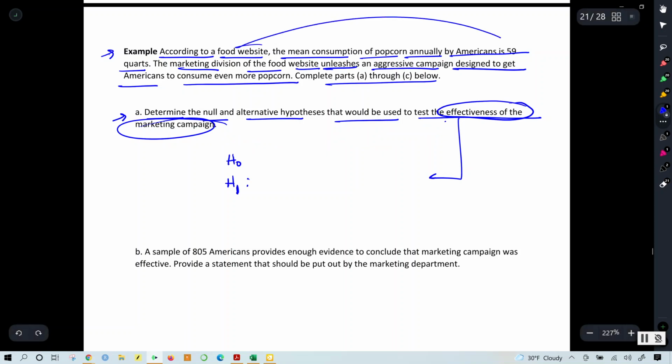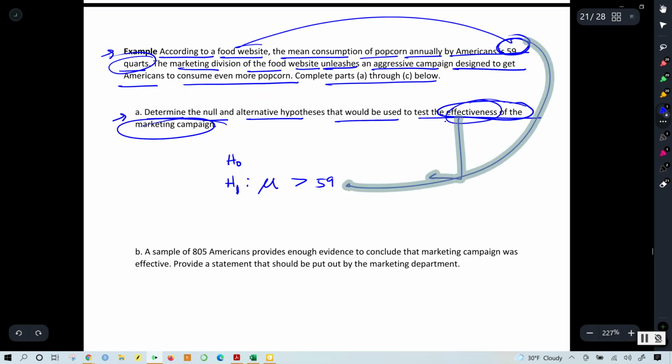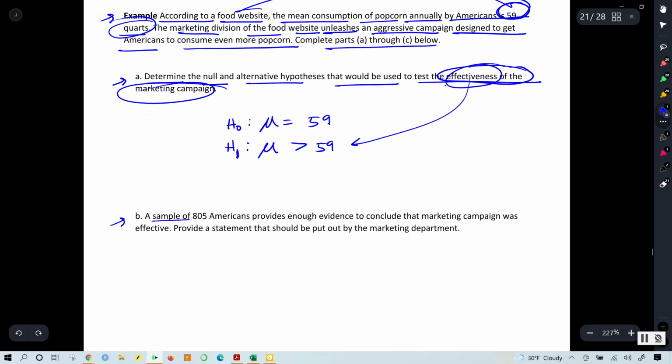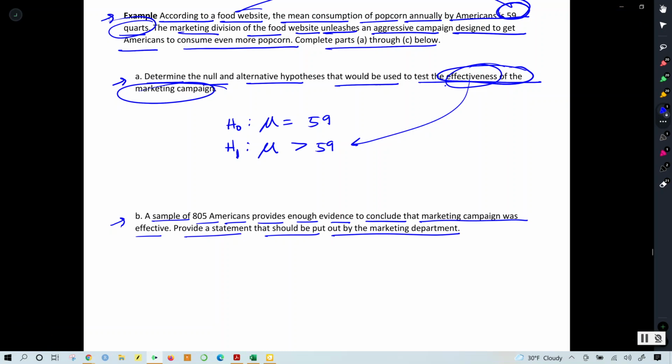Currently, this is what the food website is saying that Americans consume, 59. If it is going to be effective, then the mean consumption must be raised beyond 59 quarts. So that is what we want to test, versus the null hypothesis that it is still at 59 quarts. Then question B. A sample of 805 Americans provides enough evidence to conclude that the marketing campaign was effective. Provide a statement that should be put out by the marketing department.